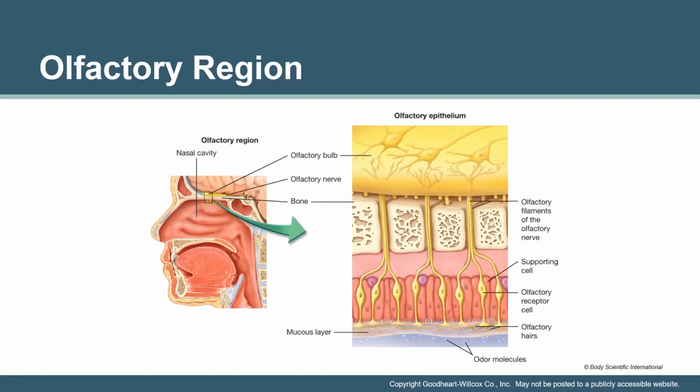So the sensory receptors for your sense of smell, these are small and located in your olfactory regions on the top of the nasal cavity. So you can look at these pictures as I walk through some of this information here. The sensory cells are called olfactory receptor cells.